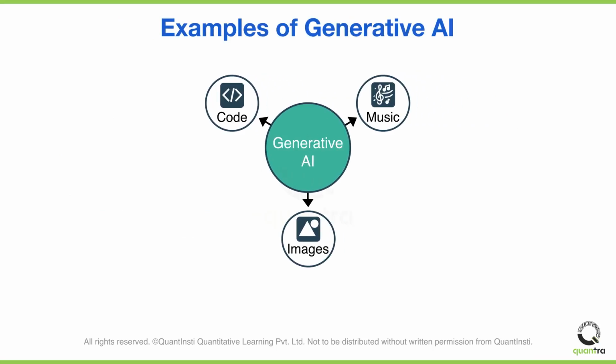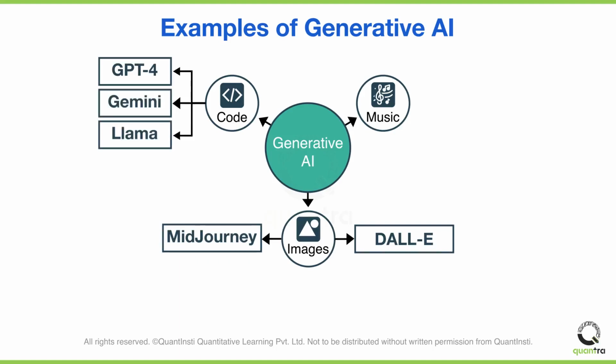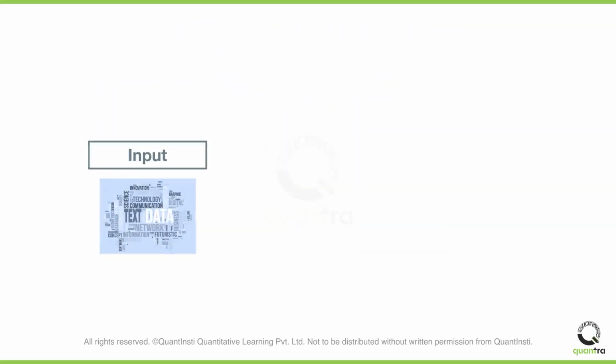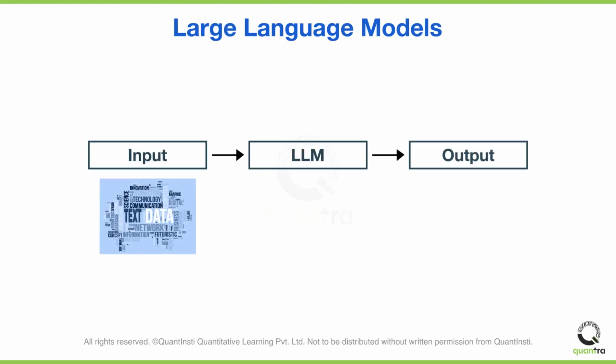There are different tools for different types of output too. For example, for images there's MidJourney and DALL-E. For generating text as well as code, we've got GPT-4, Gemini, and Llama. LLMs or large language models are a type of model that come under the category of generative AI. They are trained on vast amounts of text data. They're like chatbots that can understand and generate human-like text.